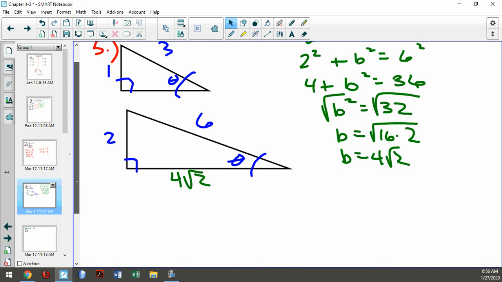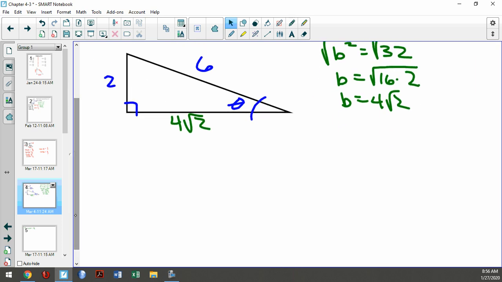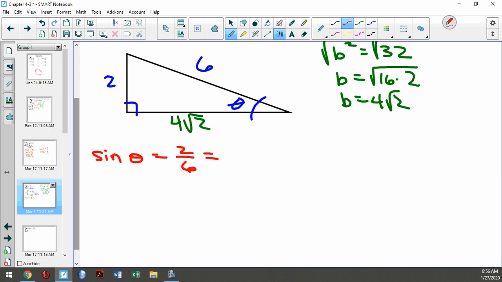Now, what do I want you all to do? What is the sine of theta? 2/6. Am I happy with 2/6? No. It's 1/3. So if I know the sine of theta, then I know the cosecant of theta, which is going to simply be 3. Do we understand that, yes or no?